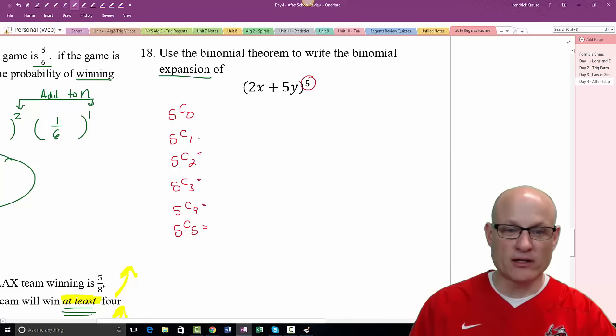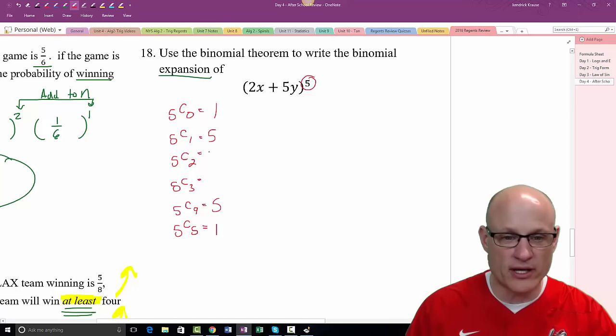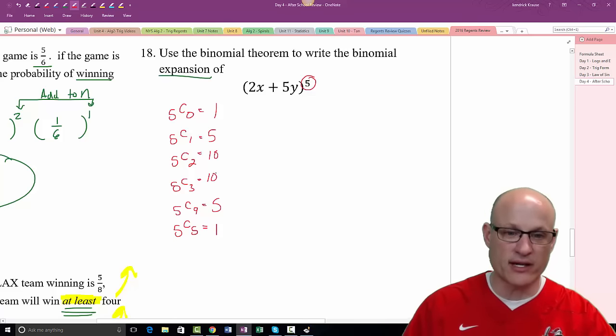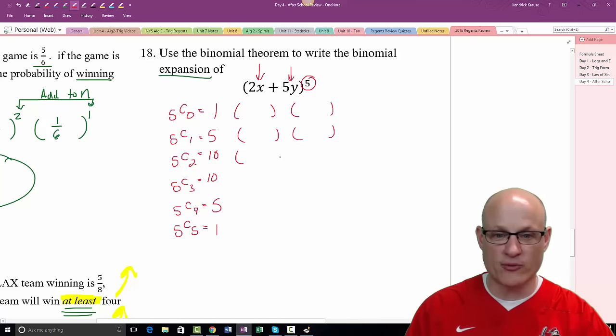Now, if you remember correctly, if you don't know these, just put them in. But if you remember correctly, it always starts with 1 and 5. 1 and whatever the exponent is. And if you put 5 choose 2 in your calculator, I'm not going to go through it right now, you get 10. So now we're going to do 2 sets of parentheses afterwards. The 2 sets of parentheses are for these 2 things right here. Those are the things that get the exponents.